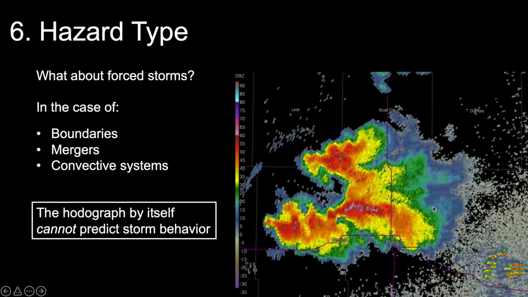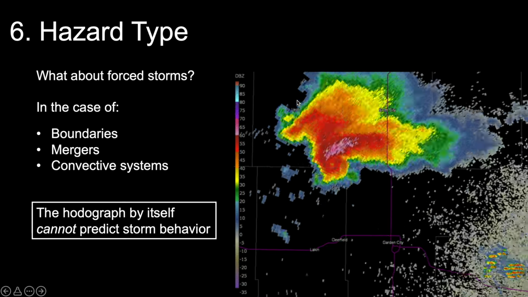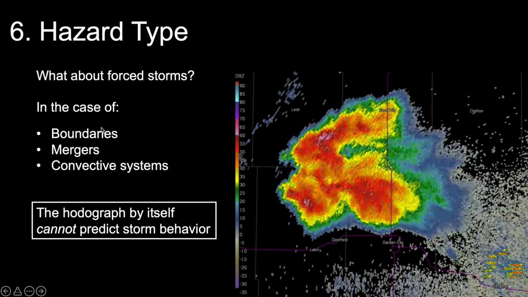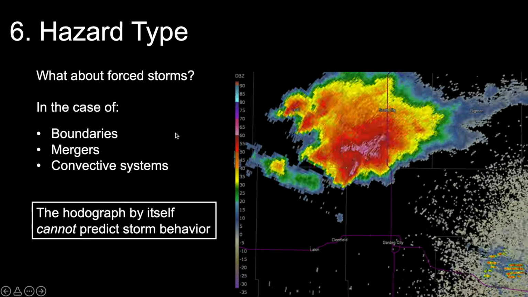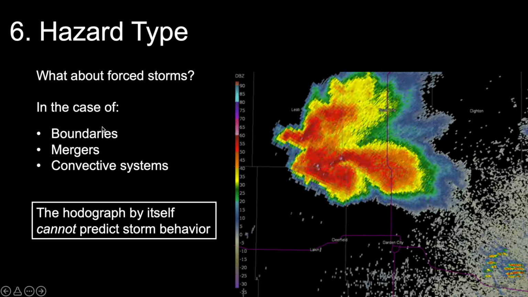So always be wary when you are dealing with cell interactions like this, or other things that force a storm's behavior, such as boundaries or convective systems.